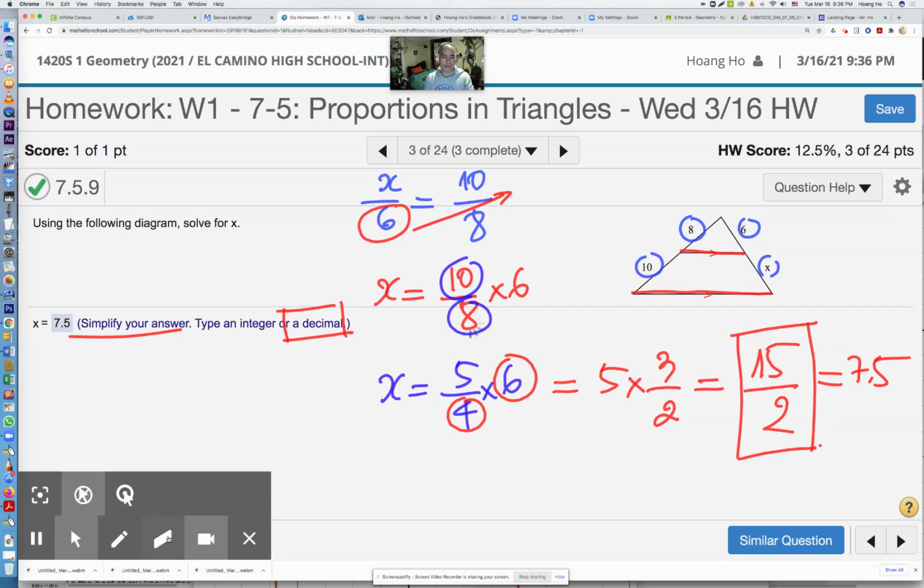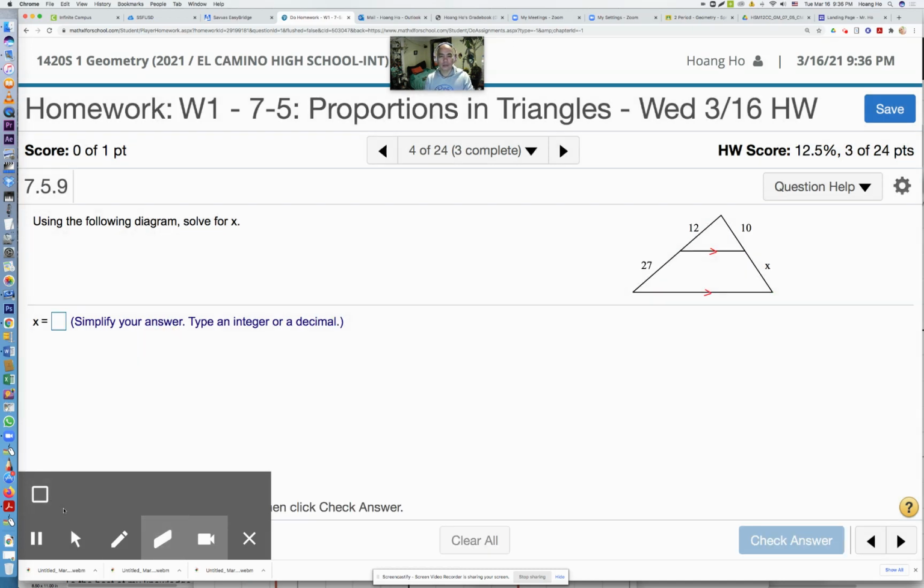Question number 4. Oh, very similar. Okay. So you got these two lines parallel right here, arrow, arrow. So the two parallel lines intersect the sides of your triangle. So now it creates the proportion.